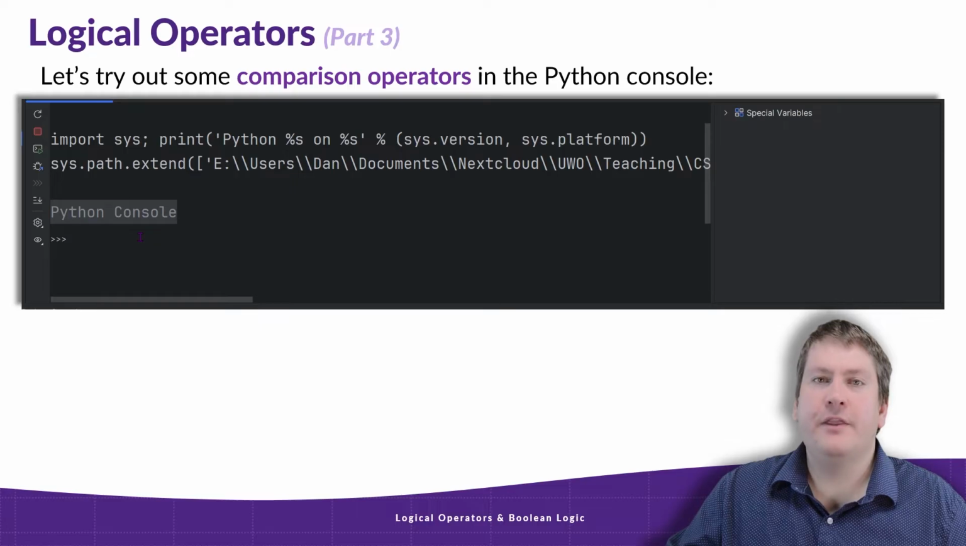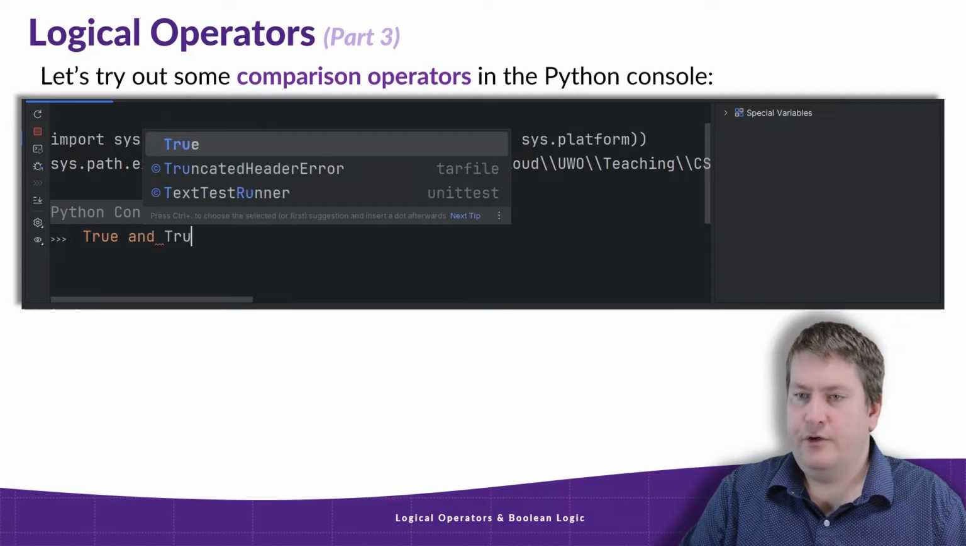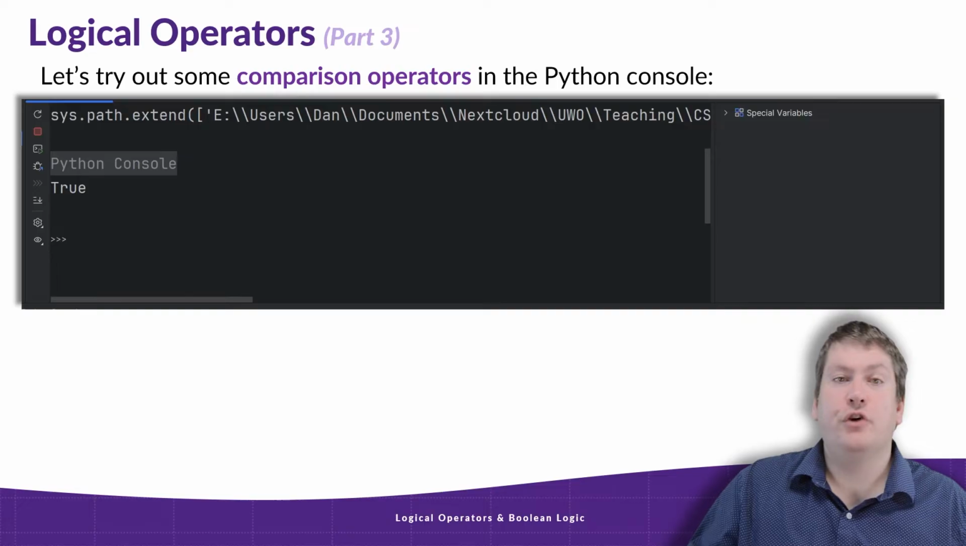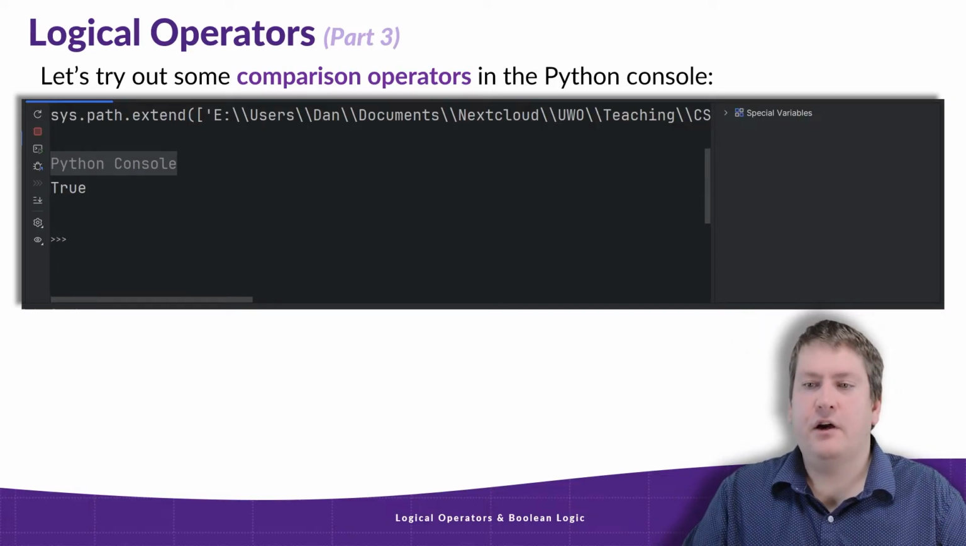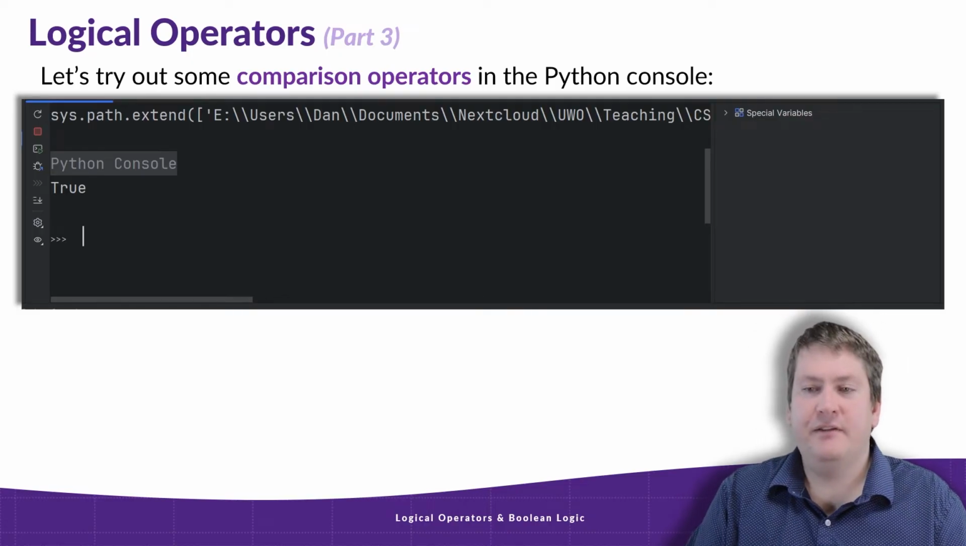Okay, here we are in the Python console. And we'll start off with something very basic. True and True. And the result is True. The AND operation is going to return true if both sides are true. One important thing to point out here is the capitalization for True and False. That first letter has to be capitalized. It won't work if it's lowercase. Remember, Python is case sensitive.